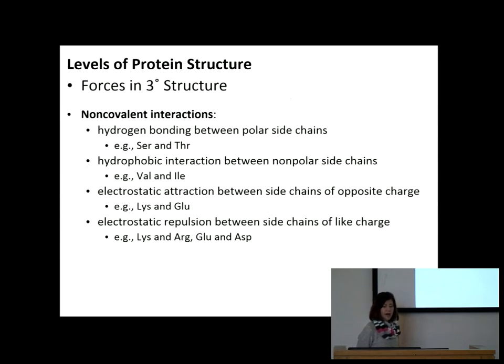You have hydrophobic interactions between nonpolar side chains. Valine and isoleucine have nonpolar side chains. So those are going to interact.